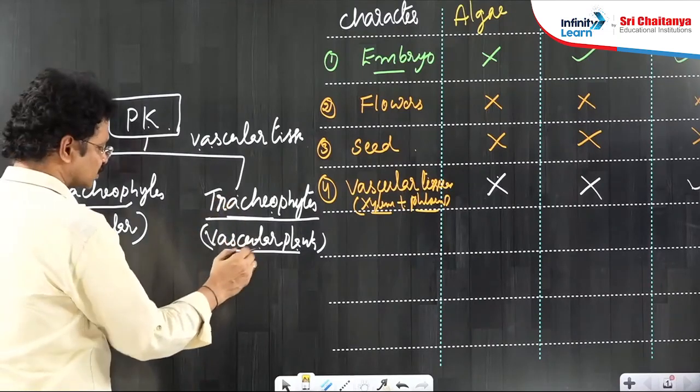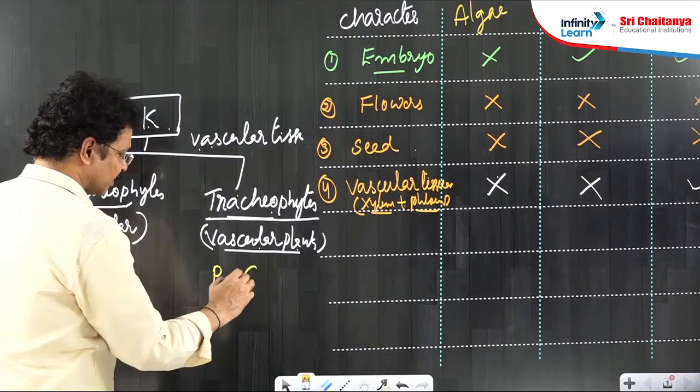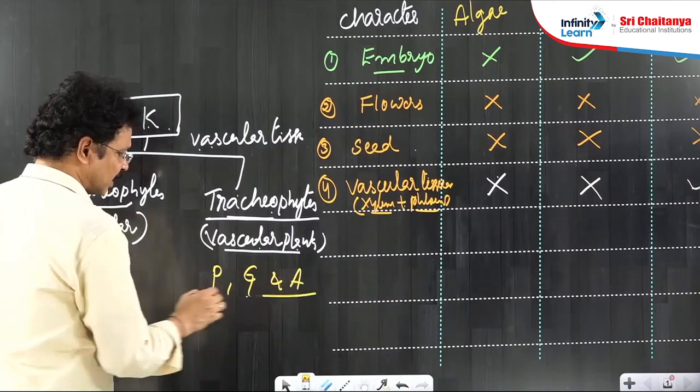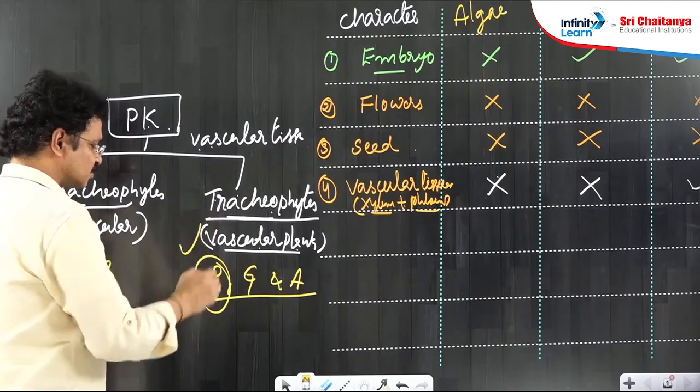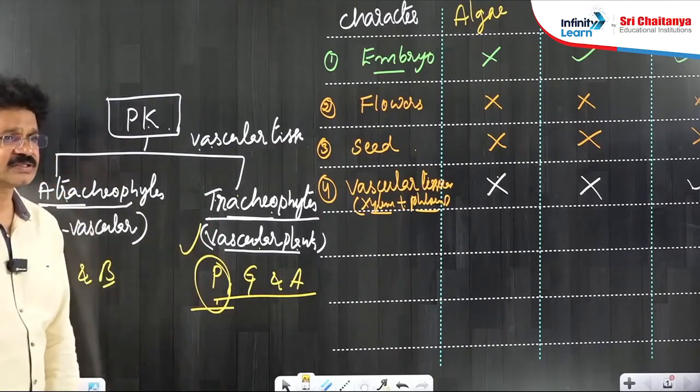Examples for tracheophytes are vascular plants: pteridophytes, gymnosperms, and angiosperms. The first vascular plants, the first tracheophytes, are the pteridophytes.